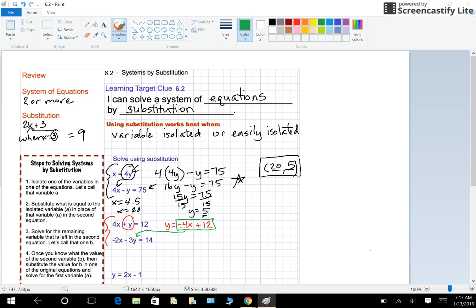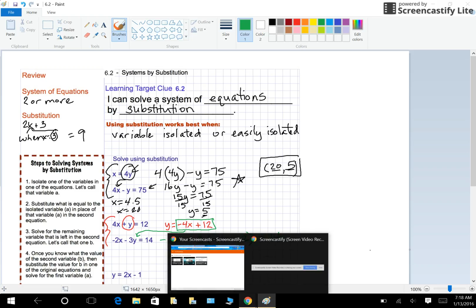So I'm going to take this negative 4x plus 12 and put it in place of that y in this second equation, negative 2x minus 3y. So I'm going to rewrite that: negative 2x minus 3y. I'm going to replace y with negative 4x plus 12, and that's all equal to 14. Now you go ahead and solve for x and see if you can figure out what x is.